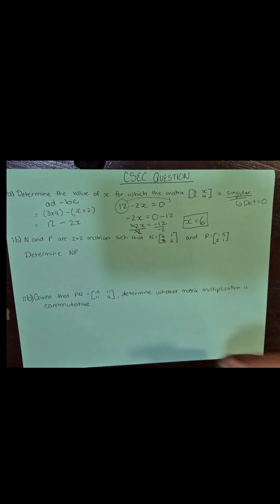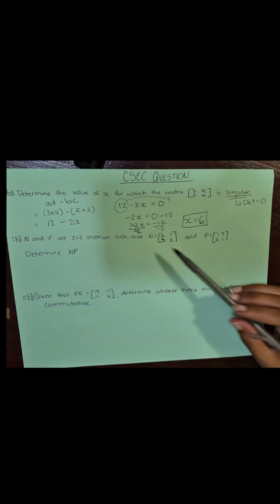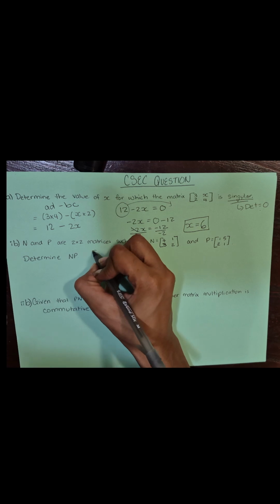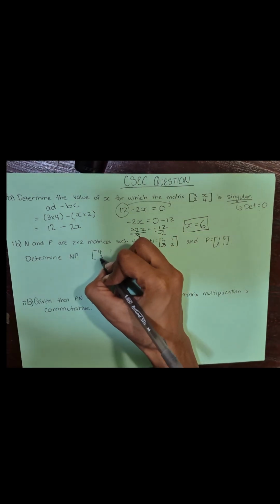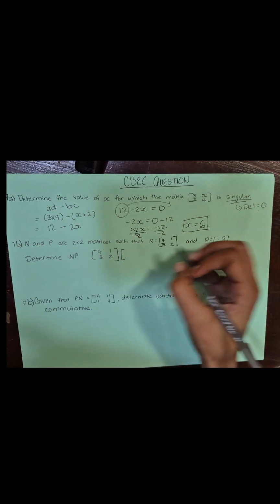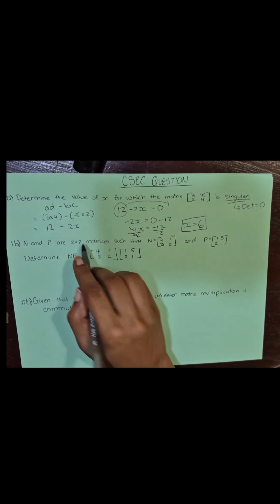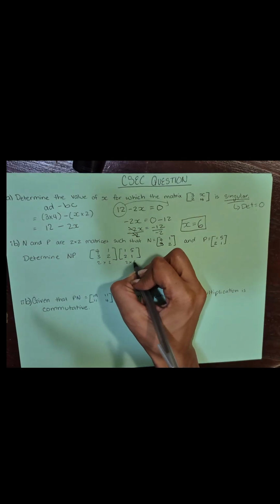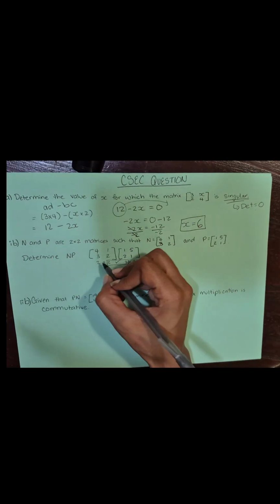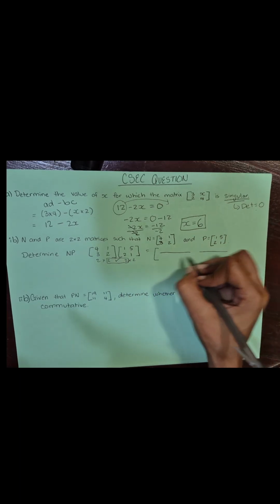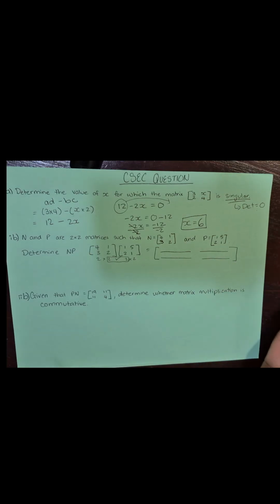N and P are 2 by 2 matrices such that N is 4, 1, 3, 2 and P is 1, 5, 2, 1. Determine NP. So it's NP, and you have to do it in that order. N first, P next: 1, 5, 2, 1. They said they're both 2 by 2 matrices, so we already know the orders. The answer is also going to be a 2 by 2 matrix. That's 4 elements.